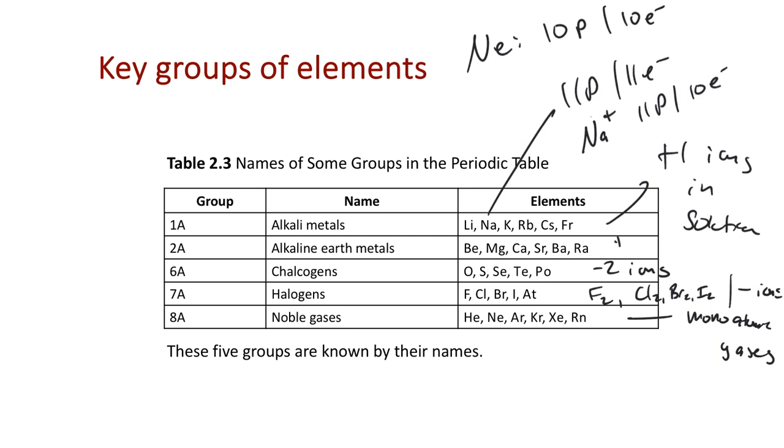The alkaline earth metals form +2 ions. That's one of the properties they share. They're not really reactive with water, as we kind of saw, not as reactive with water as the alkali metals.